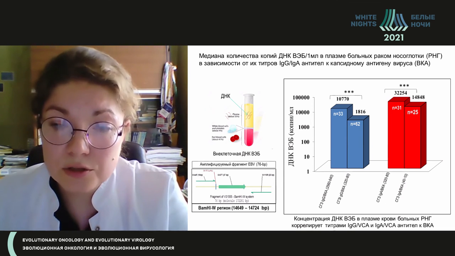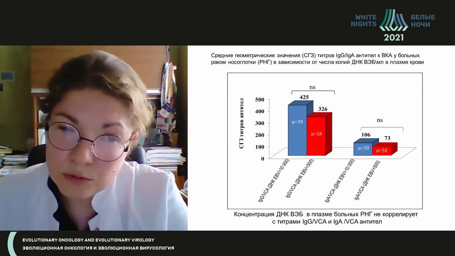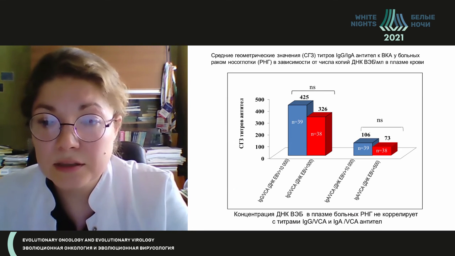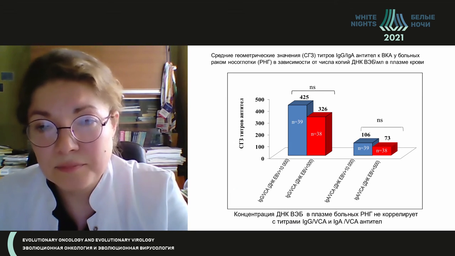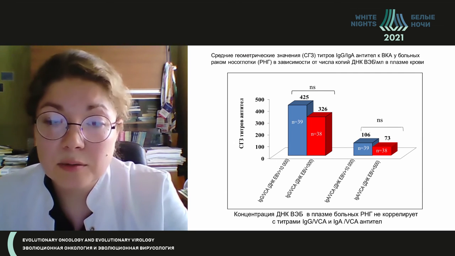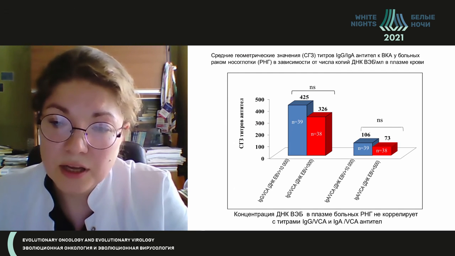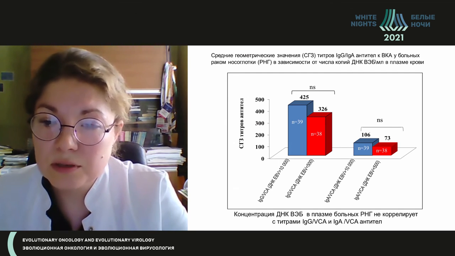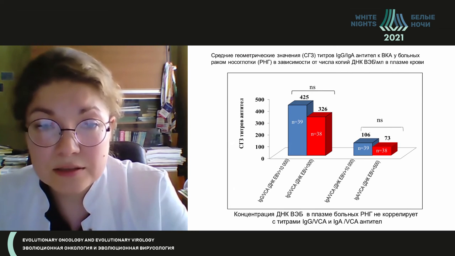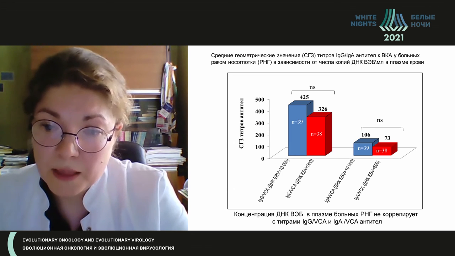A similar correlation was seen in the groups of patients with different IgG antibodies to capsid antigens. A different pattern was seen when comparing humoral response in nasopharyngeal cancer patients with different viral load in plasma. In patients with DNA concentration above 10,000 and below 500 copies per milliliter, the difference between antibody titers was statistically insignificant. Maybe it's related to insufficient sampling of our participants.